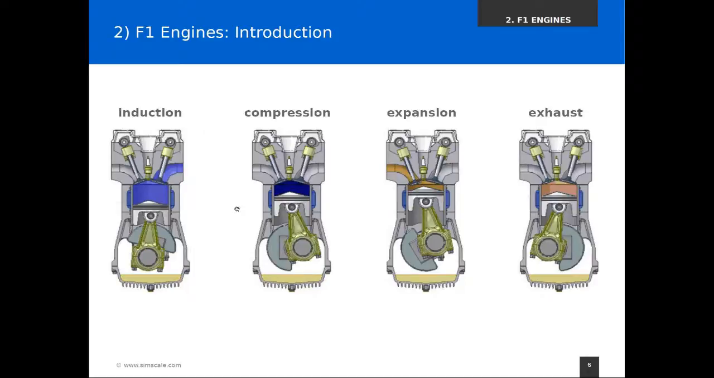The next stroke we have to talk about is the compression stroke. So what happens now is the inlet valve closes. This is barely visible from the pictures, that's why I'm telling you. So the inlet valve closes and the outlet valve stays closed. That means everything is now closed. The air and fuel mixture cannot go anywhere.